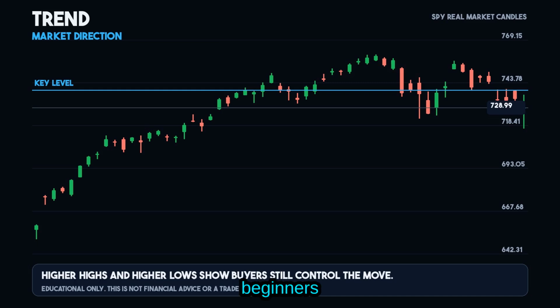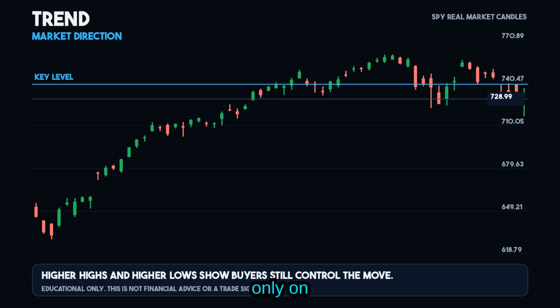Another common mistake beginners make is ignoring the level context. They focus only on the trend and the candlestick pattern, but forget to check the key levels. This can lead to losses when the price breaks through a crucial level and the trade doesn't go in their favor.